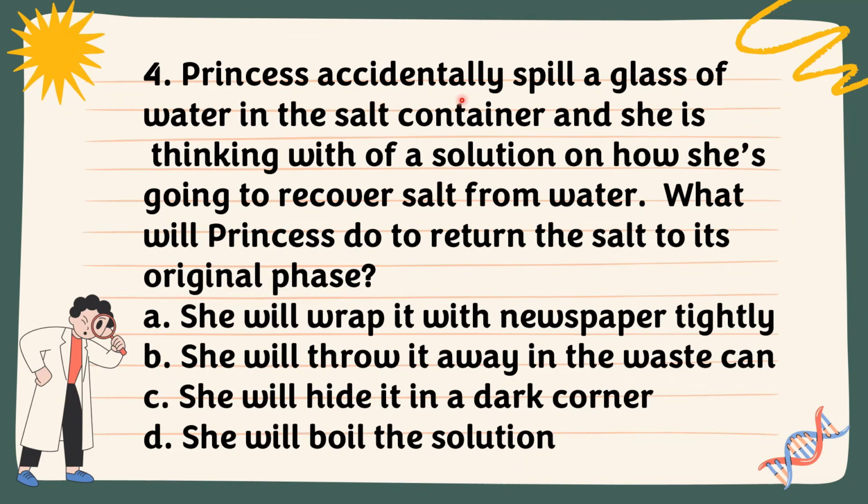Number 4. Princess accidentally spilled a glass of water in the salt container and she is thinking of a solution on how she's going to recover salt from water. What will Princess do to return the salt to its original place? A. She will wrap it with newspaper tightly. B. She will throw it away in the waste can. C. She will hide it in a dark corner. Or D. She will boil the solution. The correct answer is letter D. She will boil the solution.